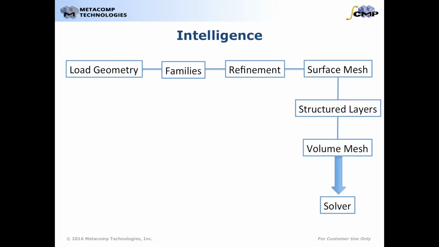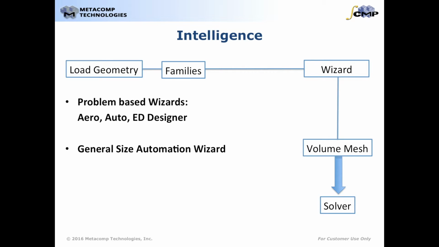IMIME also includes intelligence. Wizards are included, which can streamline the meshing process. IMIME currently includes problem-based wizards, such as the external aero and automotive wizards, and now includes a general size automation wizard. The AUI also allows for the rapid generation of customer-driven wizards to satisfy compact classes of problems.